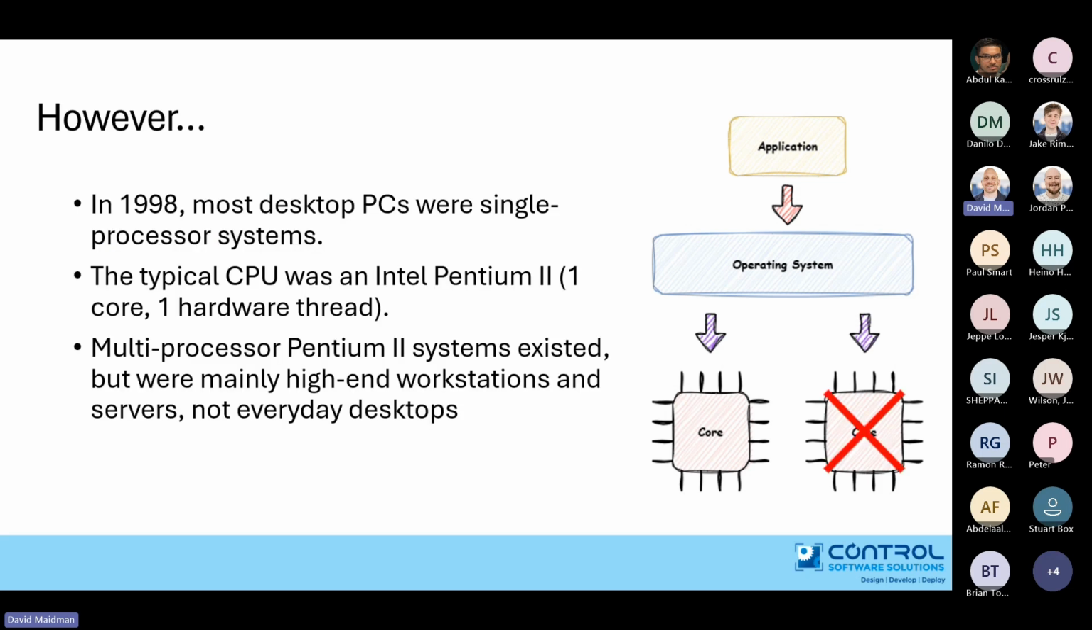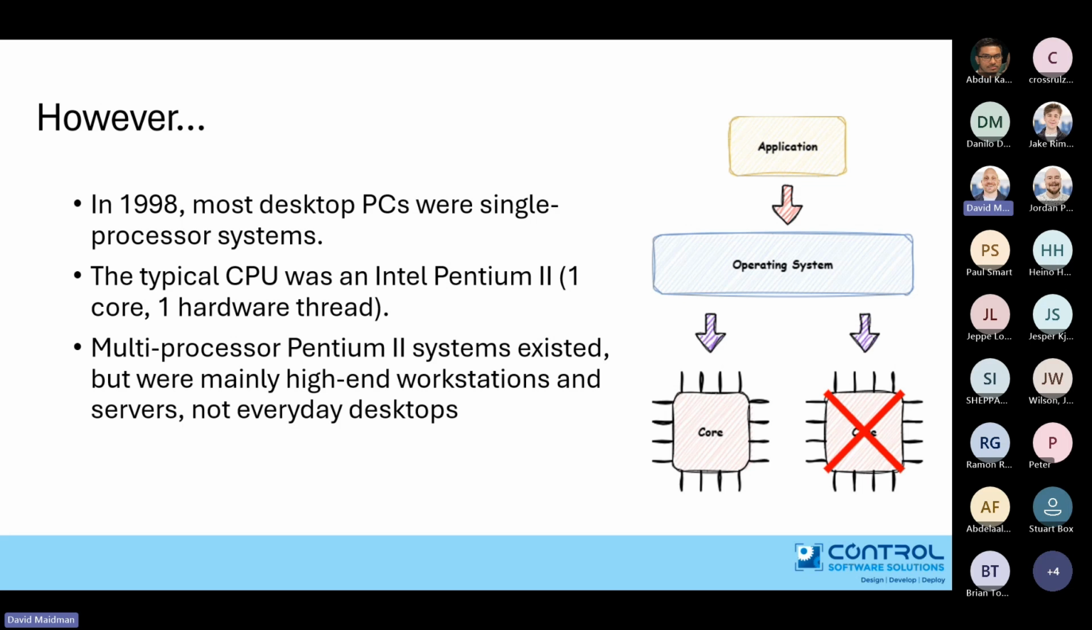However, in 1998, desktop PCs were single processor systems. So it was very rare to have multi-core systems. At the time, the CPU that was used most commonly was an Intel Pentium 2 that had one core, so a single core processor. If we've got one core, we can view that as one hardware thread. From the point of view of looking in Task Manager, we'd just see one CPU. That's the way to look at it. So one hardware thread to execute on.